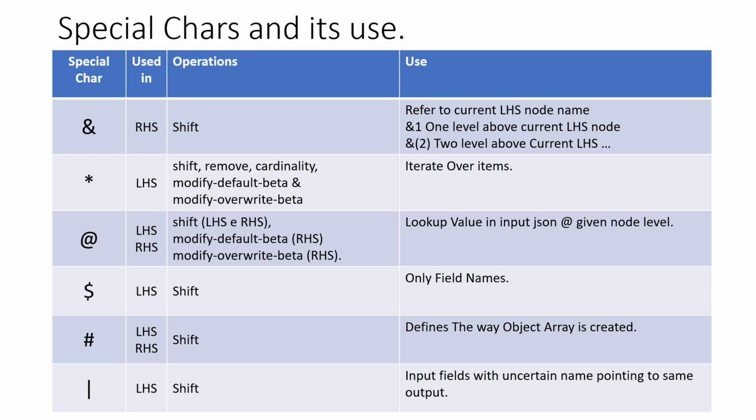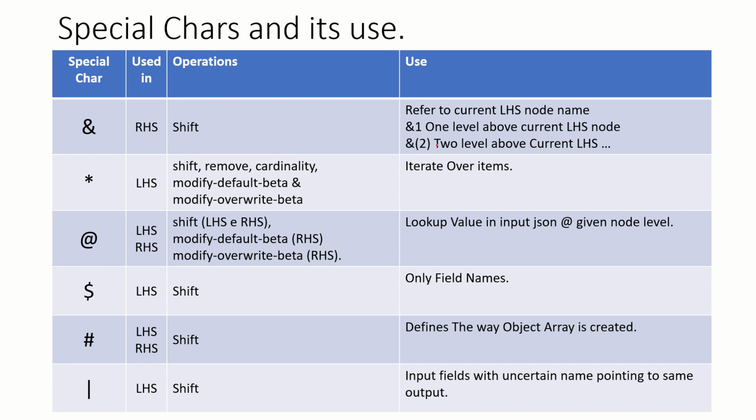There are some special characters that can be used with Jolt Spec that mean different things in different locations. When they are in RHS it's different, when they are in LHS it means something different. So this is a table where I'm listing down a special character, where it's used, in which operation it is used, and what their use is.